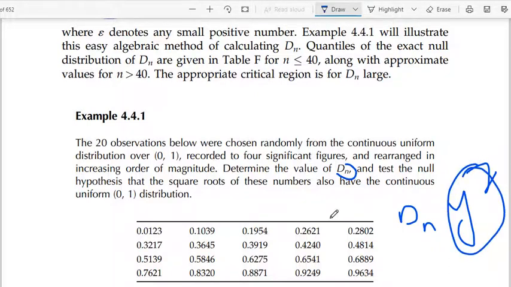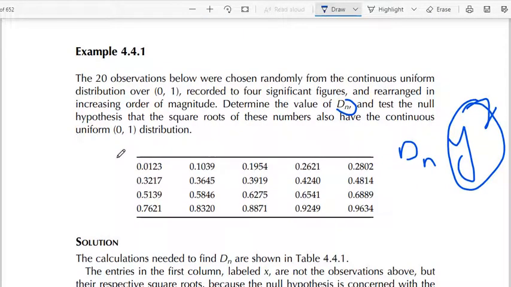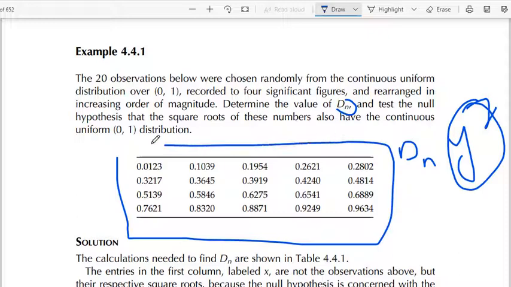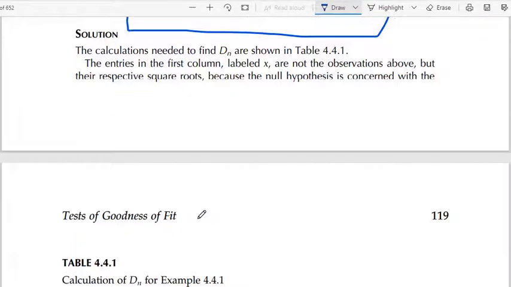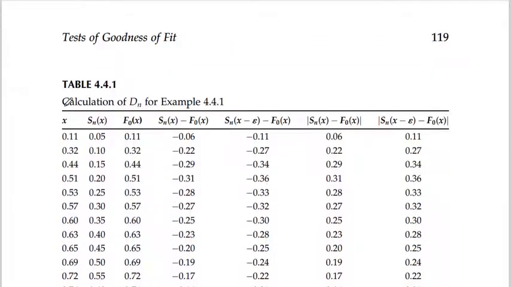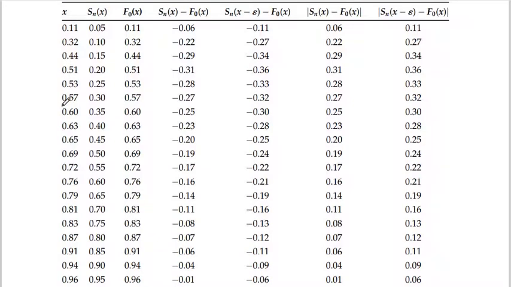We can see first, this is my data. In Kolmogorov-Smirnov, first we arrange the data in increasing order. 0.01, so this order is increasing. You can just write all the values, you can observe this table. This is my x, this is the given data.